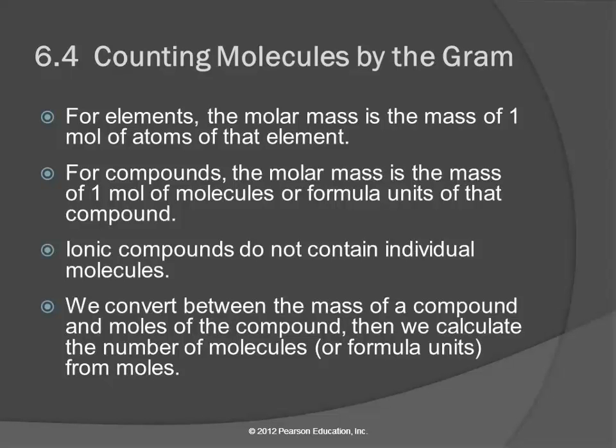The molar mass is the mass of 1 mole of atoms of that element. What if we have a compound? Well, we learned at the end of chapter 5 how to find the formula mass for a compound. Like for water, there's 2 hydrogen atoms and 1 oxygen atom. So if we had a mole of water molecules, we'd have 2 moles of hydrogen and 1 mole of oxygen.